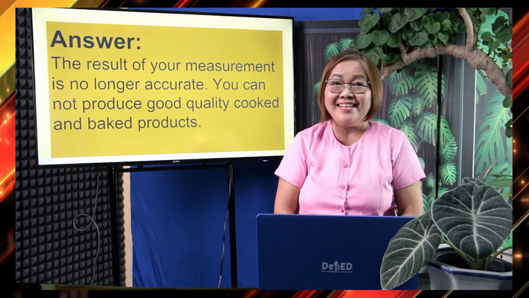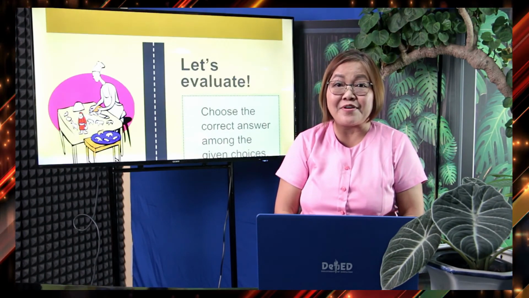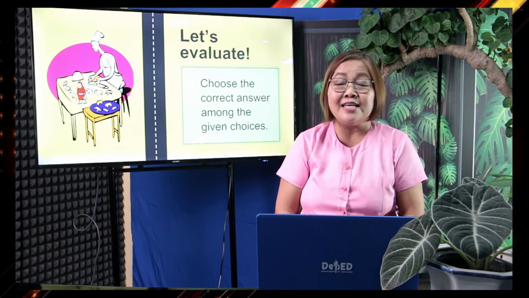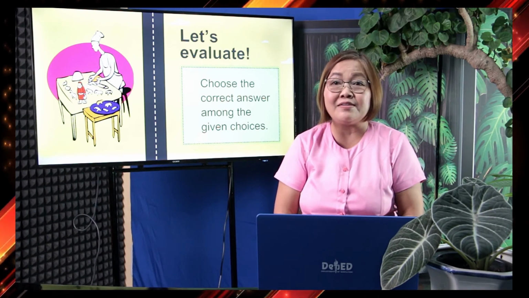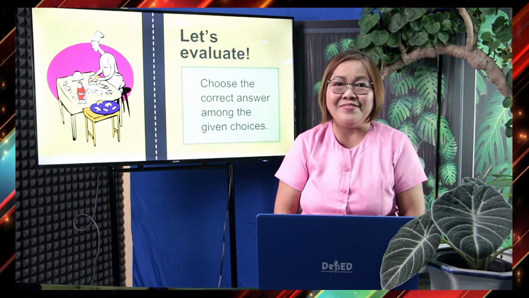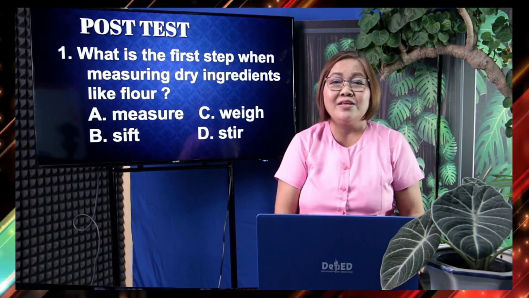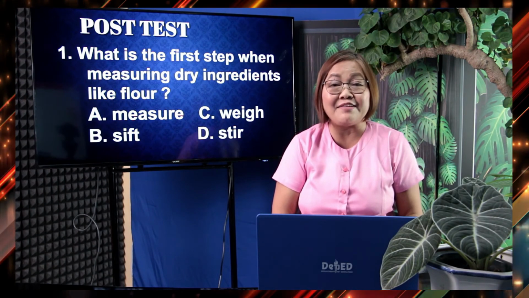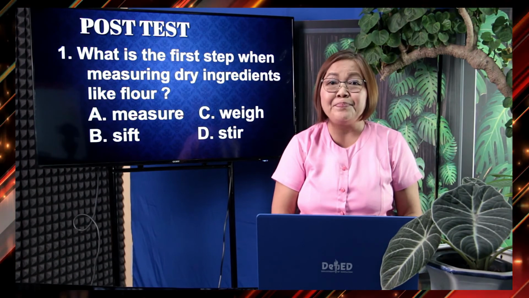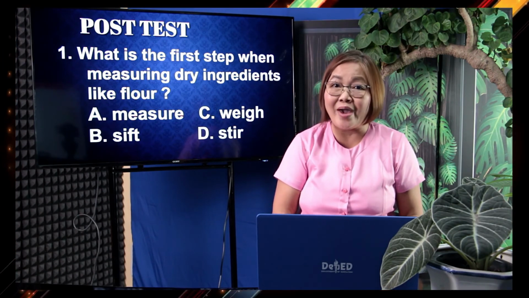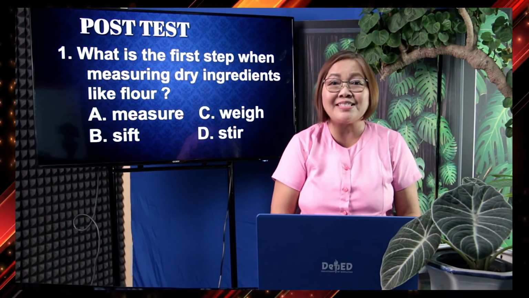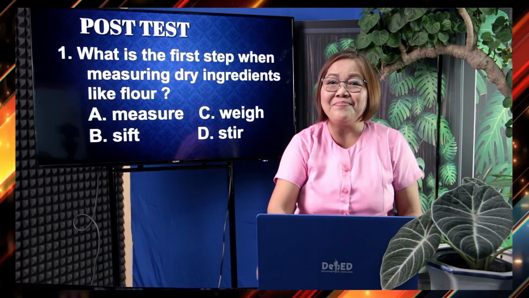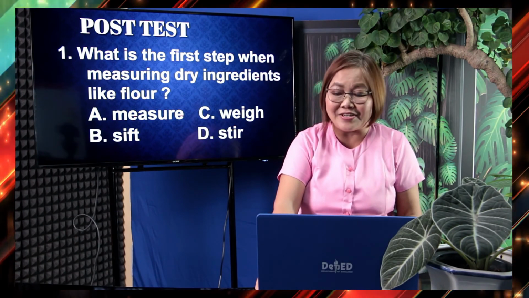Now, this time, let us evaluate whether you have learned something from our topic. You will be given 5 seconds to answer the questions, and after 5 seconds, I will reveal the correct answer. Let's start now. Number 1. What is the first step when measuring dry ingredients like flour? A. Measure. B. Sift. C. Weigh. D. Stir. Time starts now. Time's up. The correct answer is letter B.